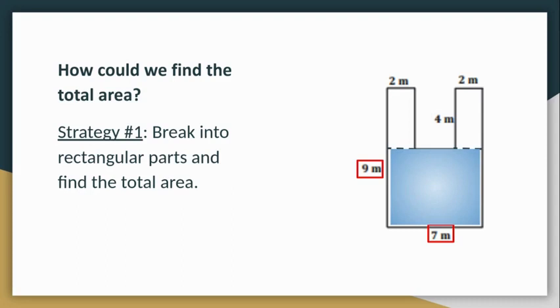Notice that the side length of 9 meters measures the length of the entire compound figure. To find the length of the lower rectangle, subtract the upper length of 4 from the total length of 9. Totaling these areas gives us the full area of the compound figure.